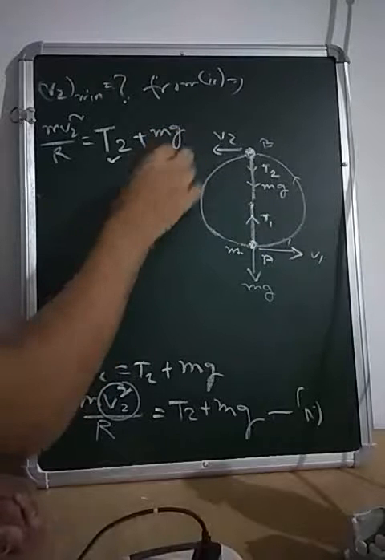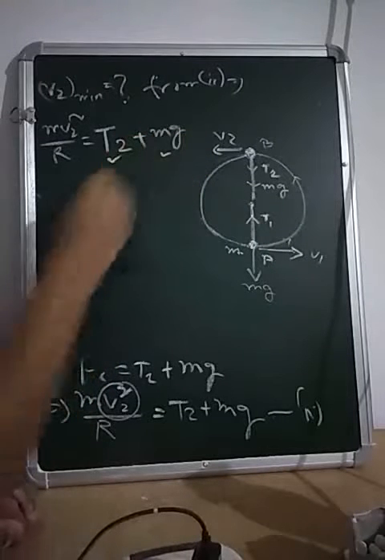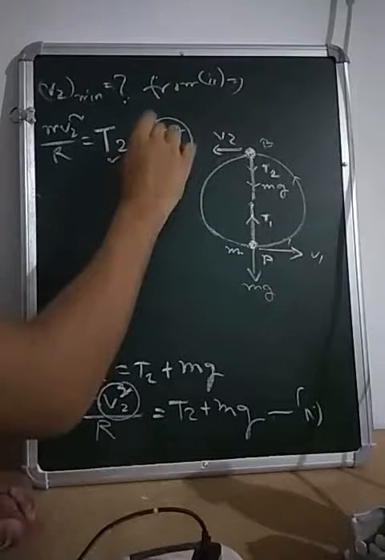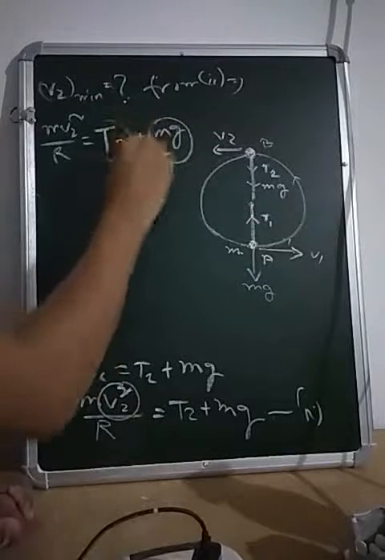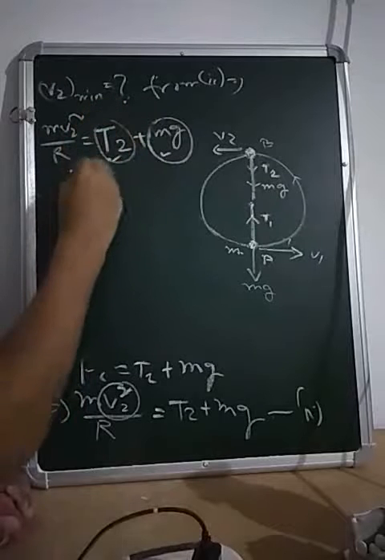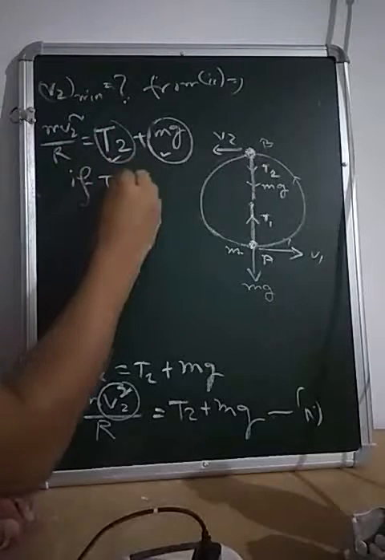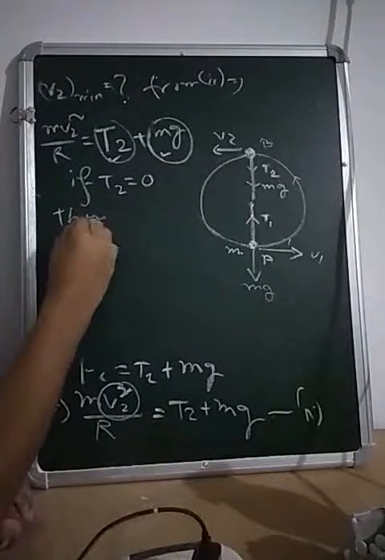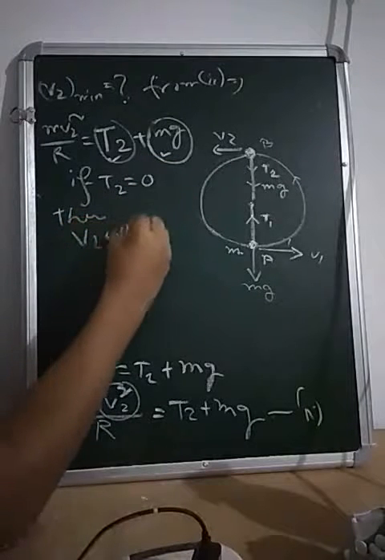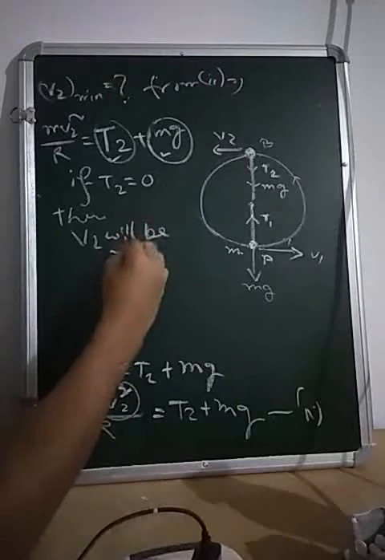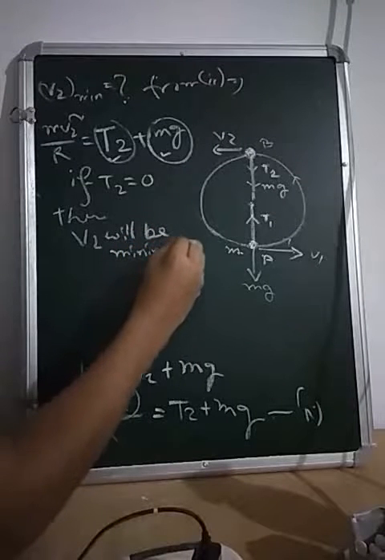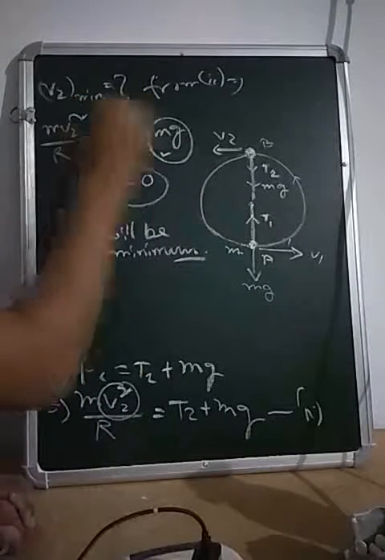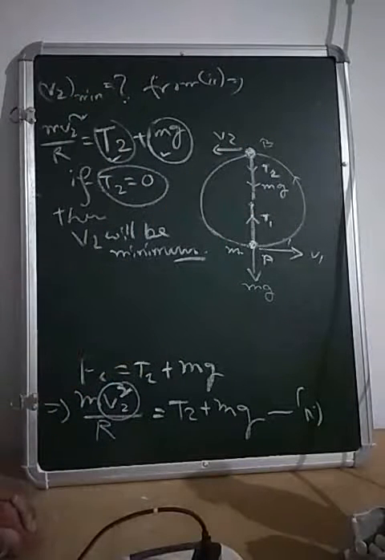There is always gravitational force, but you can diminish the tensional force. So in the minimum case, if T2 is equal to 0, then V2 will be minimum. If T2 is 0, then the velocity at this position will be minimum.